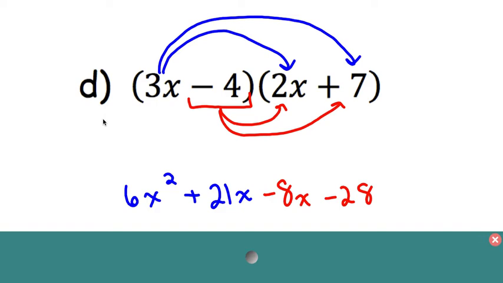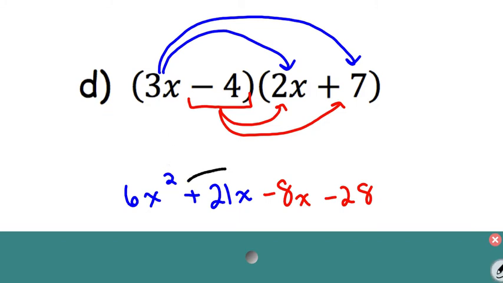And now this is where it becomes a little bit different. When you're doing this, it's very important that you don't forget this negative sign with the 4. We're not going to do 4 times 2x and say 8x. It's a negative 4 times 2 to have a negative 8x. Okay, it's very important that you don't forget that negative. And then negative 4 times 7 is negative 28.